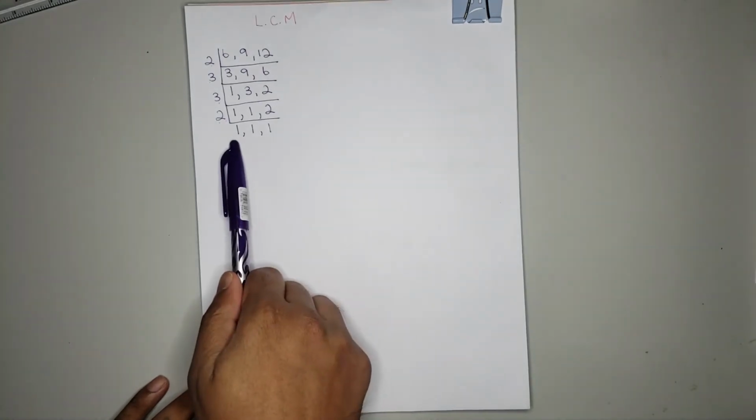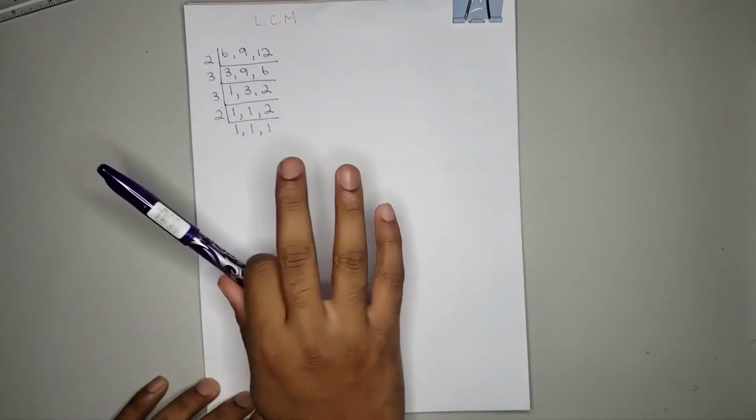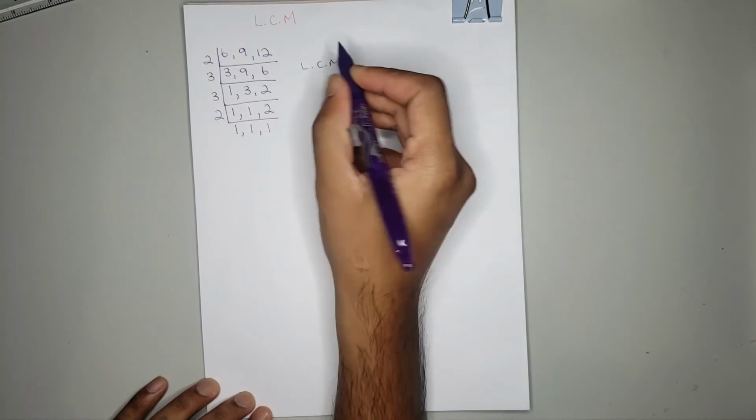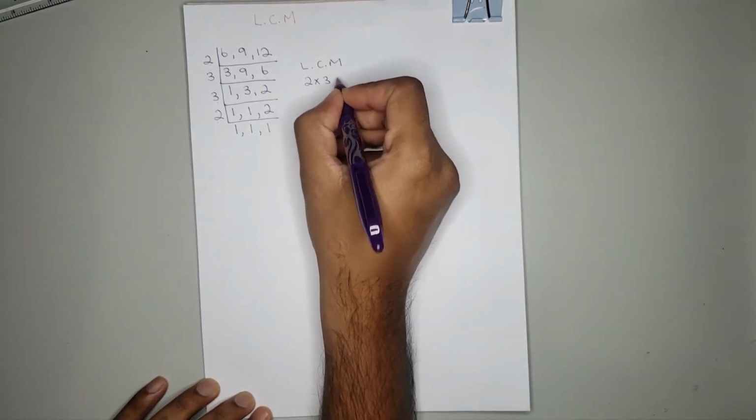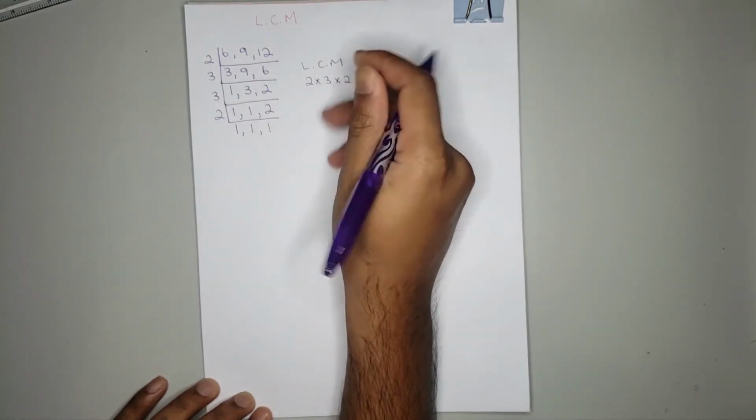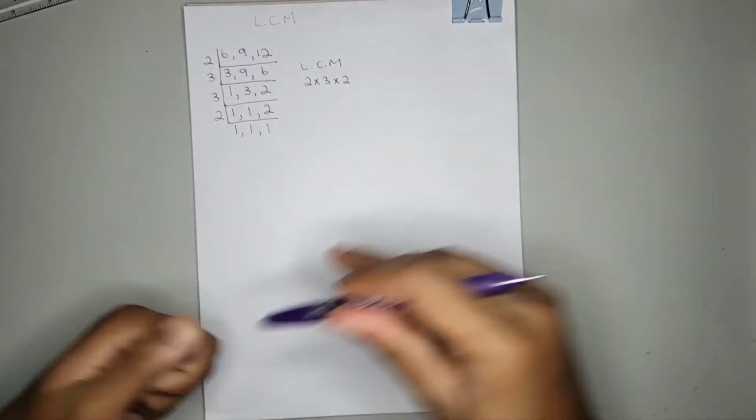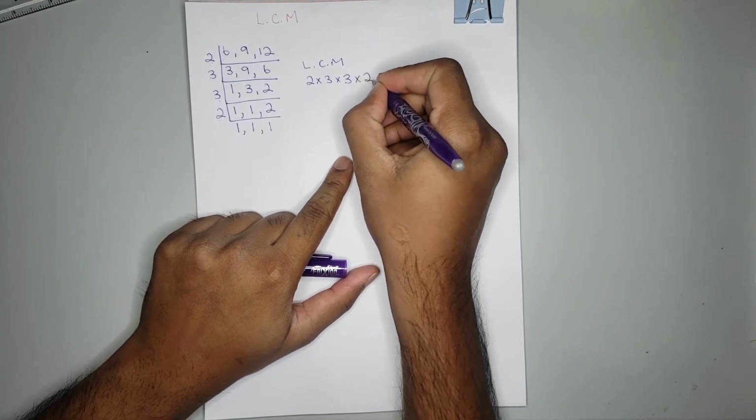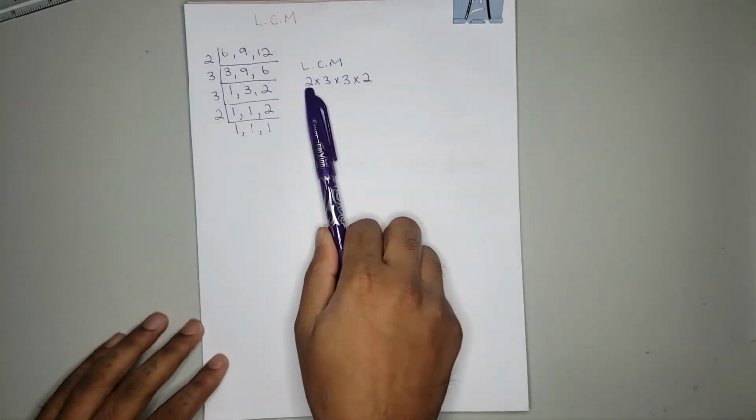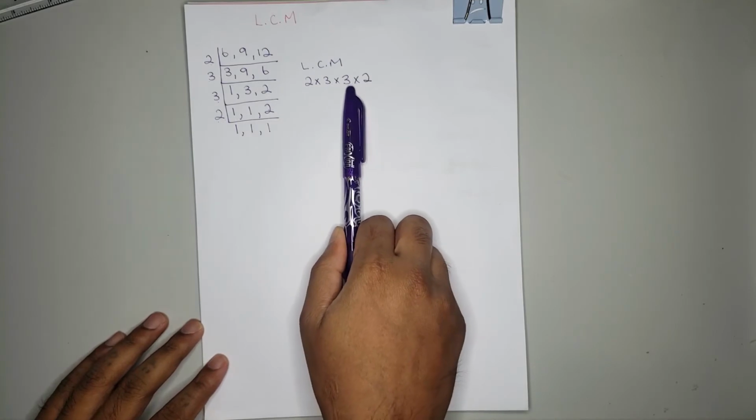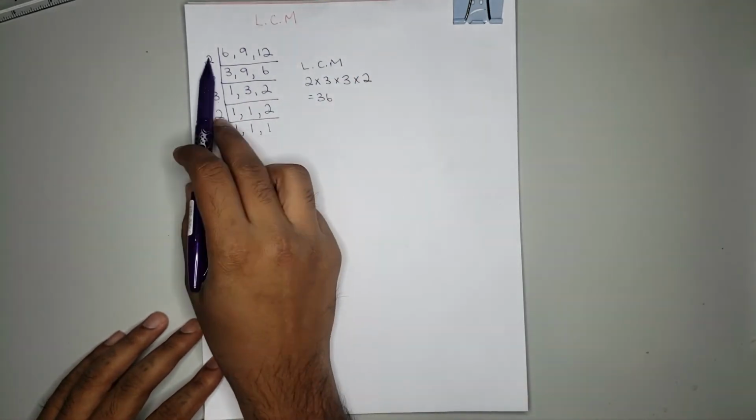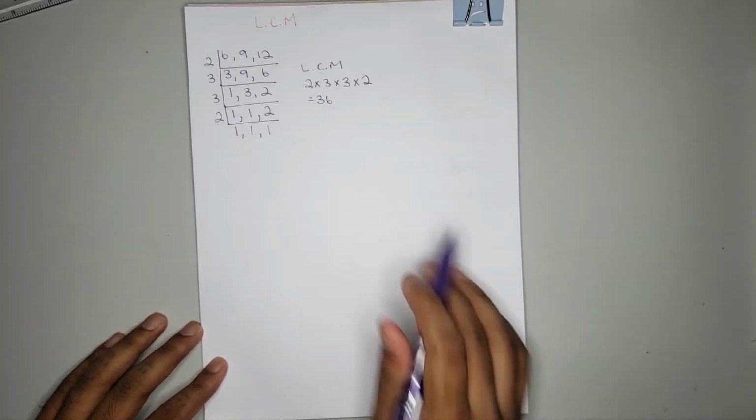As I said, once you end up with 1, 1, 1 or 1, 1, whatever in the base here, therefore you know you have completed dividing. So to calculate what the LCM is, you will take 2 multiplied by 3 multiplied by 3 multiplied by 2. Alright, so 3 multiplied by 2 is 6, 6 multiplied by 3 is 18, 18 multiplied by 2 is 36. So the LCM for this list of numbers here is 36.